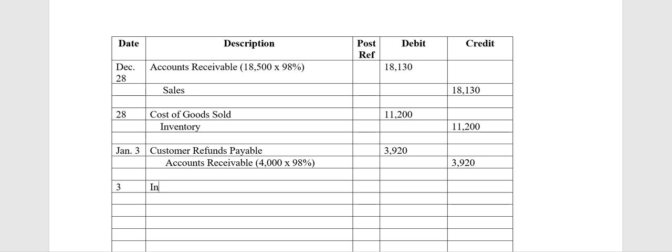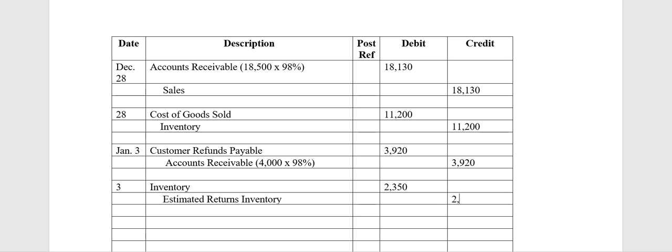We also need on the 3rd to indicate that we are in fact getting inventory back to us. So our inventory account is going to increase, and it's going to go up by the $2,350. And what we're going to reduce is our estimated returns inventory account of that $2,350.